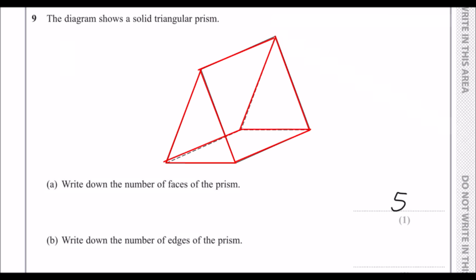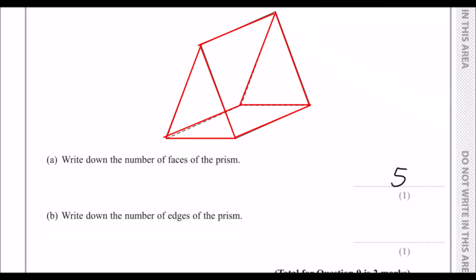Write down the number of edges we have. So how many edges do we have? So 1, 2, 3, 4, 5, 6, 7, 8, 9. 9 edges.